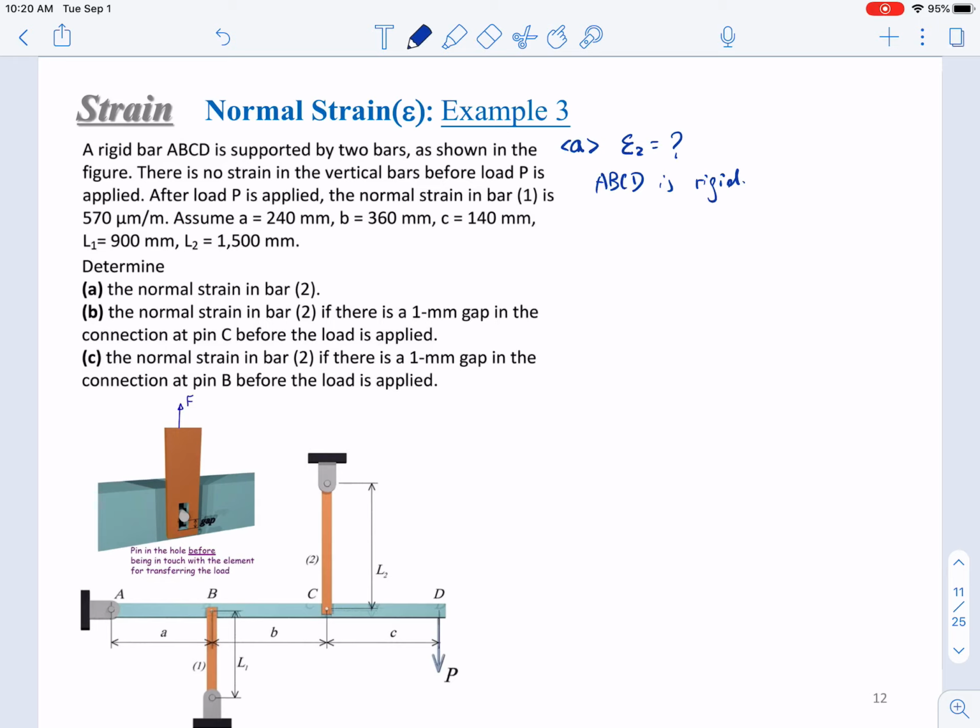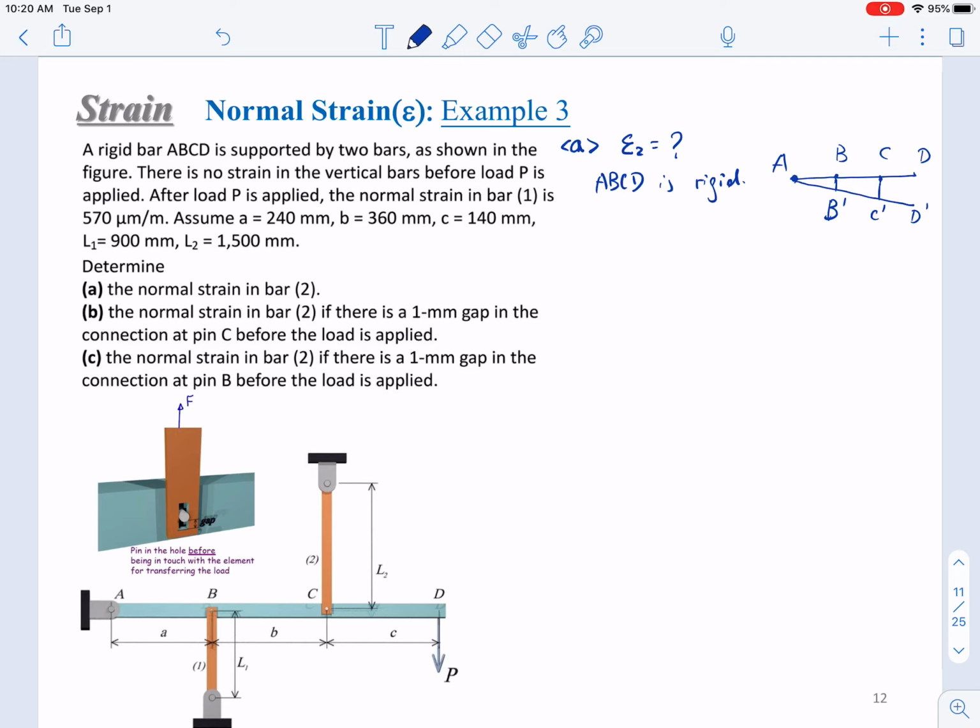this bar ABCD, this is point A. When you add P, it will be rotated to this position. So we have point B here, point C here, and point D here. And after the rotation, you will get A, B prime, C prime, D prime. So in this triangle, you can see the similar triangles here, like A, B, B prime and A, C, C prime. These two triangles are similar.